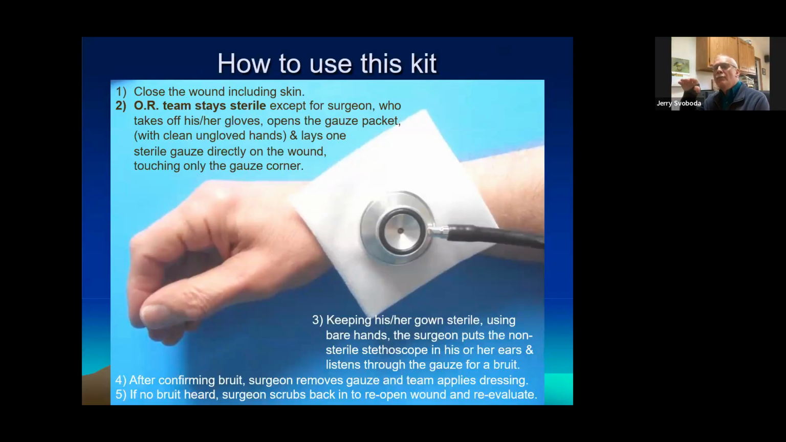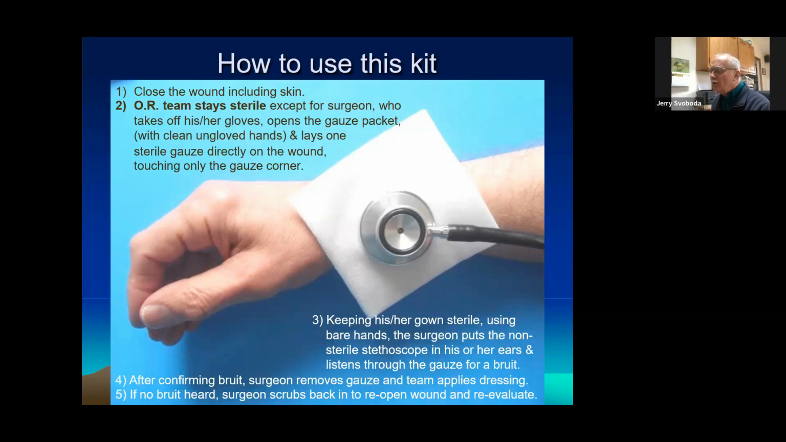The OR team maintains sterility, except for the surgeon, who takes off his or her gloves, opens the gauze packet, and lays one sterile gauze directly on the wound, touching only the corner of the gauze. Then laying the bare stethoscope right over that gauze, they'll usually be able to hear the bruit. Then the surgeon removes the stethoscope, removes the gauze, and scrubs back in to close, to help them dress.